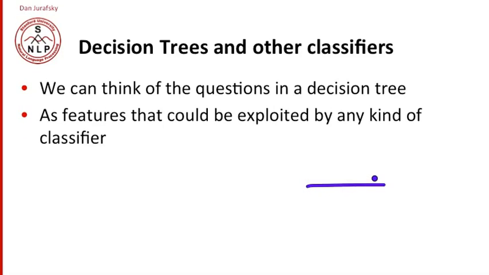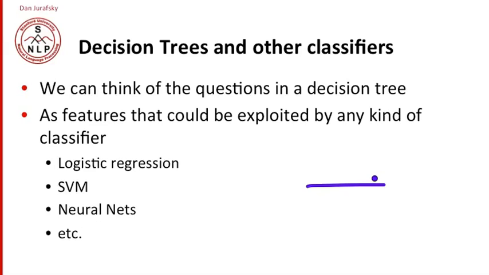Nonetheless, the questions in a decision tree, we can think of them as the kind of features that could be exploited by any other kind of classifier, whether it's logistic regression or SVMs or neural nets, some of the classifiers we'll talk about later. So this intuition that we can build a classifier, we can derive features that are good predictors of whether a period is acting as an end of sentence or not, and then we can put these features into any kind of classifier, holds for whatever classifier we're going to be using.